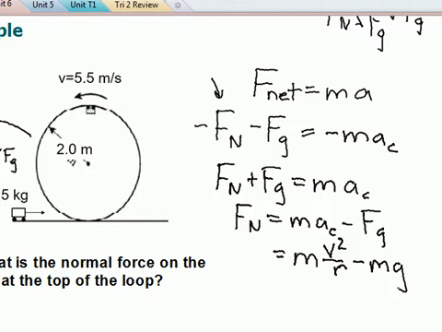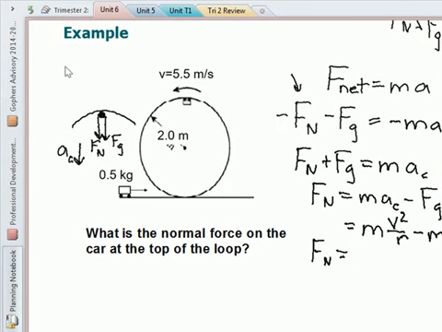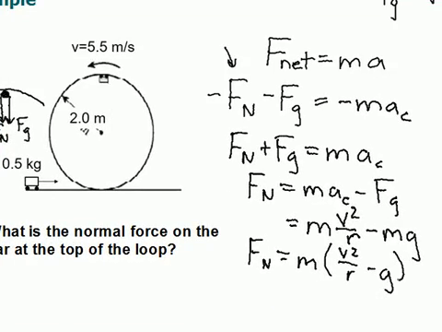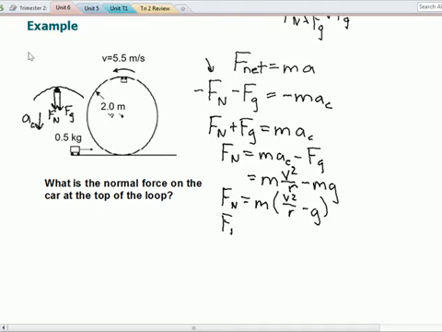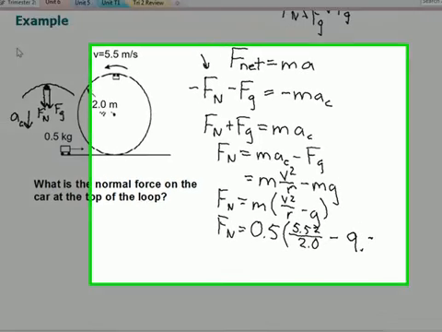So now I have an equation, and I think I know everything I need to plug in. Let's first factor out the mass, since that is common in both terms. Then I just get v squared over r minus g. Now let's plug some things in. The mass of the car is 0.5 kilograms. V squared: it's saying at the top of the circle, it's going 5.5 meters per second, so I need to square that. Let's try that again: 5.5 squared divided by the radius of the circle, which is 2.0 meters. And then I need to subtract 9.8 from that.